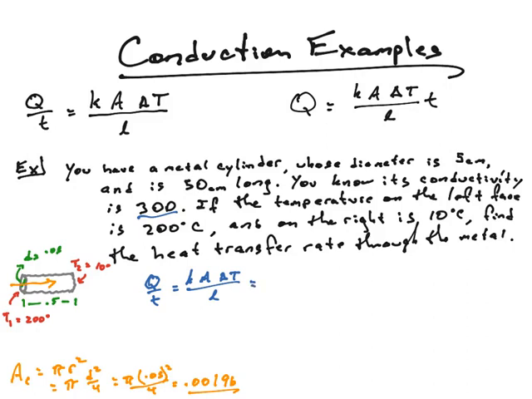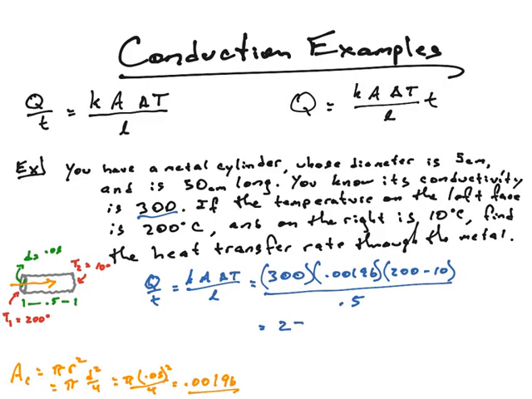I know all the numbers now that I've calculated area. So I just plug them in. 300 times 0.00196 times T1, 200, minus T2, 10, all divided by the thickness. The thickness is 0.5. So I want to stick this into my calculator. I get 223.8 joules per second.